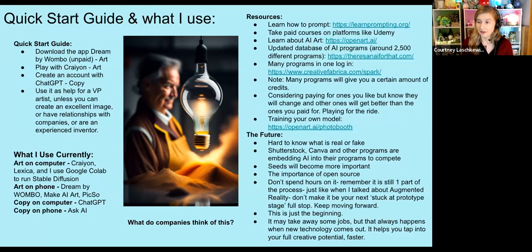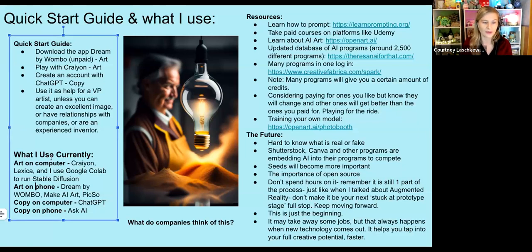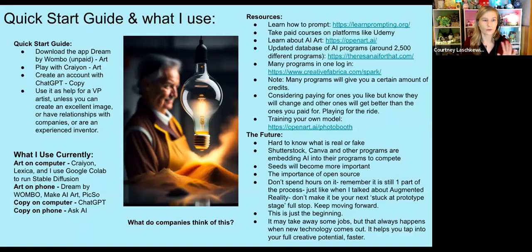What I use currently, since last year of, I think, November, I've been messing with so many programs, and these are the programs that I use for when I need to use artificial intelligence. These are the exact programs that I go to. Again, I've gone through so many different programs. This is just my personal preference of what I've found. If I'm doing art on the computer, I use Crayon, Lexica, and then again, I run Stable Diffusion on my Google Drive. If I'm doing art on my phone, I use Dream by Wombo, also a program called Make AI Art in Pixo. If I'm creating copy on my computer, I use ChatGPT. And if I'm creating copy on my phone, I use an app called Ask AI.